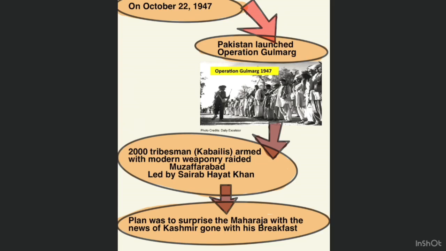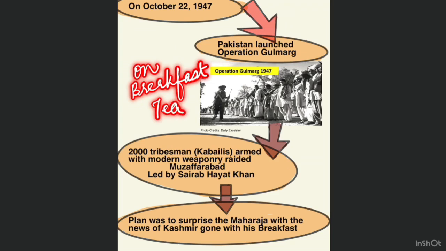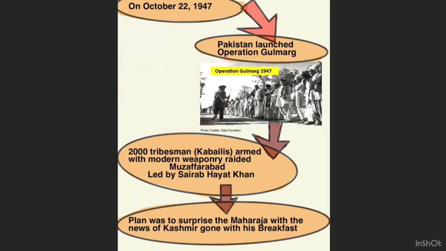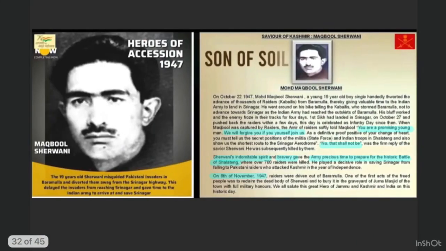The plan of these raiders, and in fact the plan of Jinnah, was to surprise the Maharaja the next morning over his breakfast tea. When Maharaja had denied him even setting foot, Jinnah had other plans. He wanted to surprise Maharaja at breakfast tea, with the tribal invaders having overtaken Srinagar city and the reign of the Maharaja having come to an end. This was the original plan of these tribal invaders.